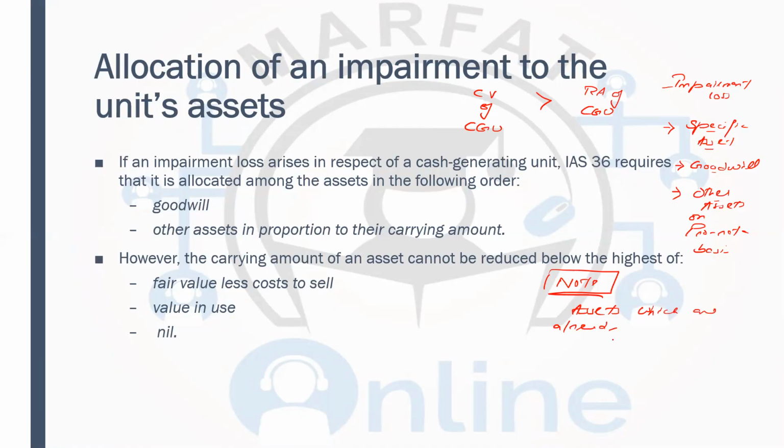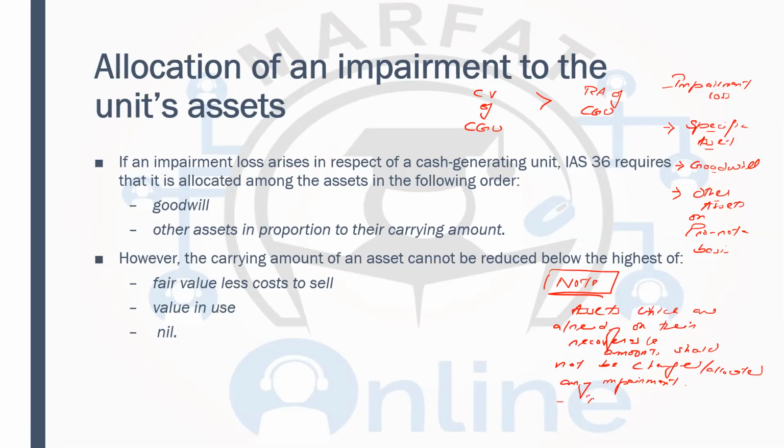already on their recoverable amounts should not be charged or should not be allocated any impairment. You are not going to allocate the impairment to the assets which are already on their recoverable amount.